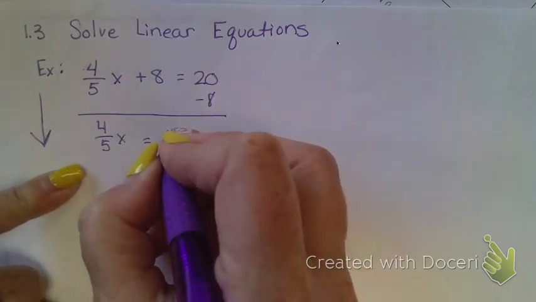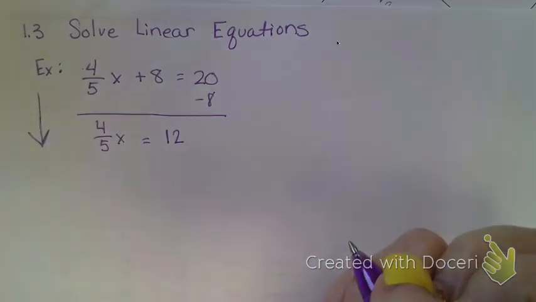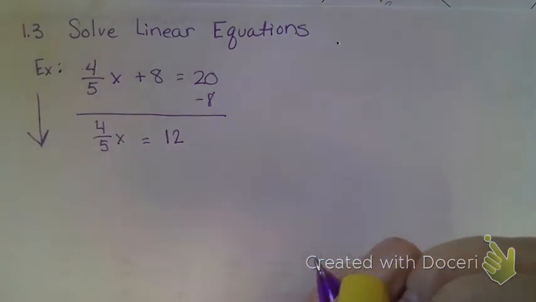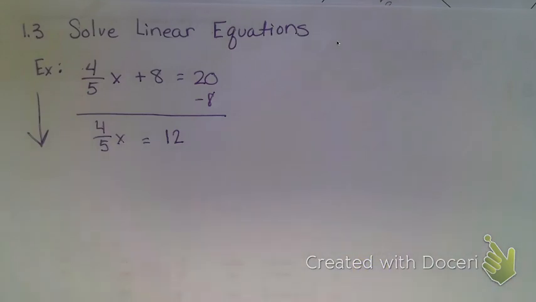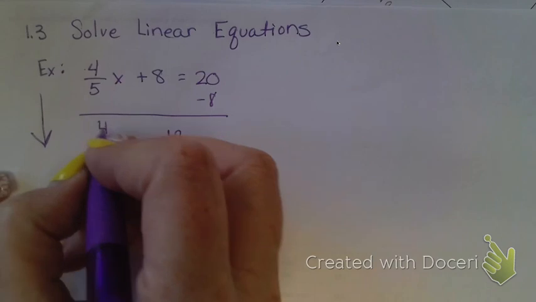Now, I just want to see work. We're not in Algebra 1. I don't need to see minus 8 on both sides unless you want to do that. I'm not asking for a ton of work. I just want to see it. Got it? Okay, so now this is 4/5 x.